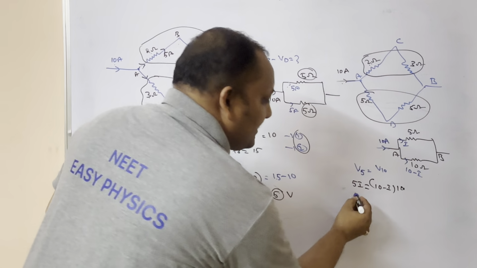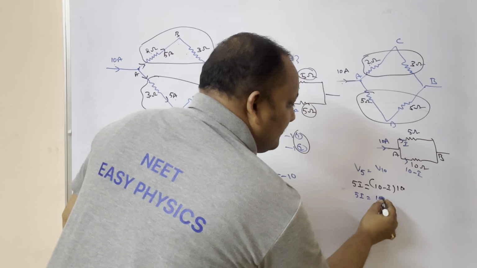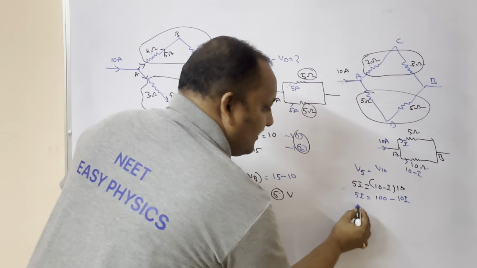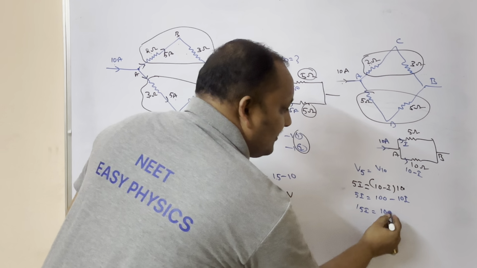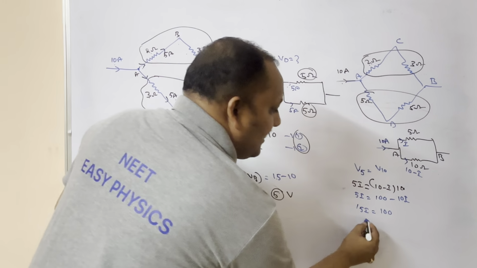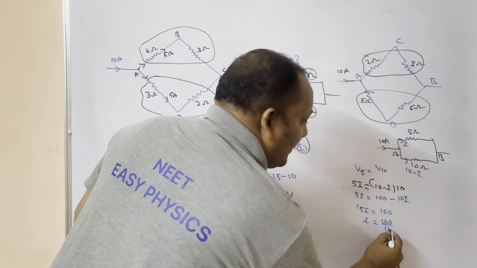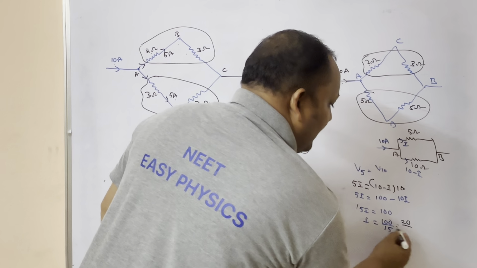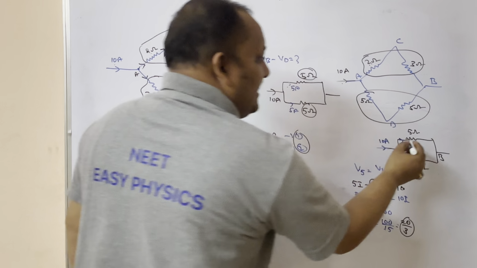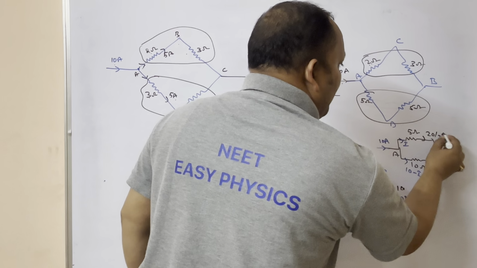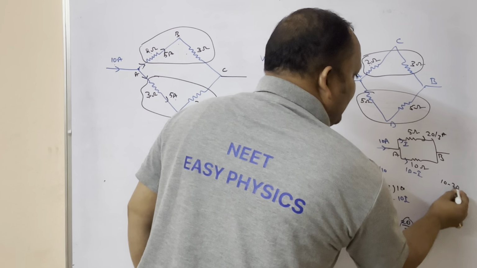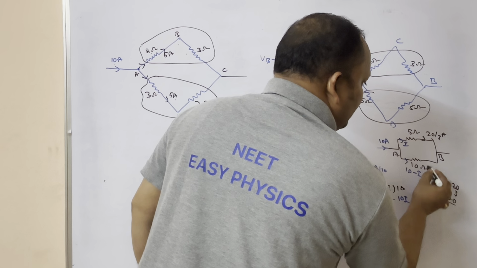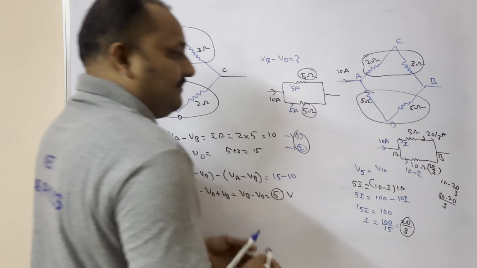Then see how much I is coming. So, 5I is equal to 100 minus 10I if you are bringing this side. So, 15I is equal to 100. Then I is equal to 100 by 15, which means 20 by 3. So, I is 20 by 3. Then what is the remaining? 10 minus 20 by 3, that is nothing but 30 minus 20 by 3. This is 10 by 3.